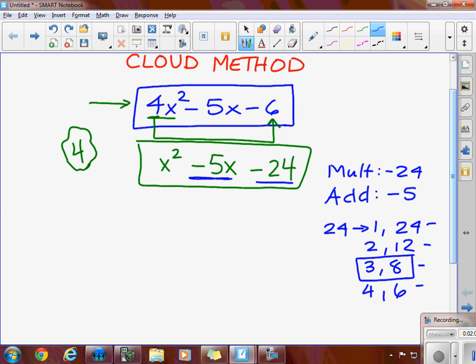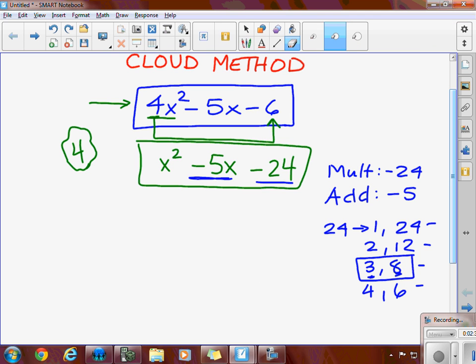So now I have to think about 3 and 8. If I multiply 3 times 8, I get 24. If I add 3 and 8 right now, I get an 11. So I have to have one of these numbers, 8 or 3, be a negative for this to work. So I can consider negative 3 times 8. That gets me negative 24. That's good. But if I add those two numbers, I get a positive 5, and I need a negative 5.